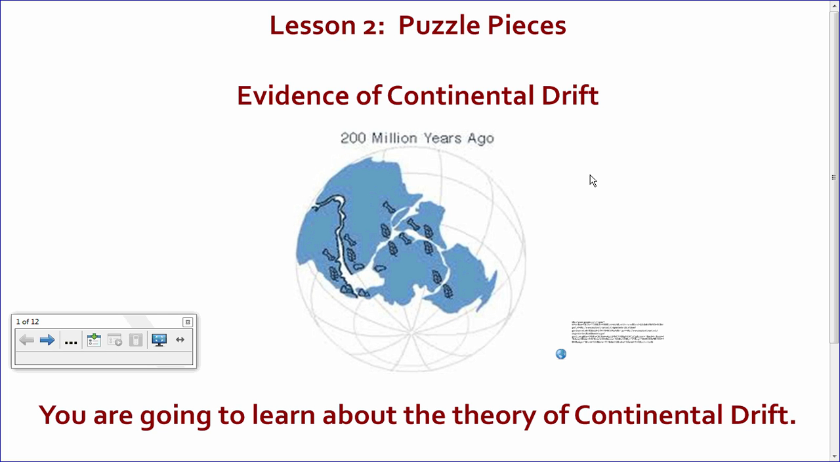We are going to be doing lesson 2, puzzle pieces, evidence of continental drift. And here we have a picture of 200 million years ago. Pretty cool. So we're going to be talking about these pieces of the continents, and we're going to talk about the theory. You are going to learn about the theory of continental drift.